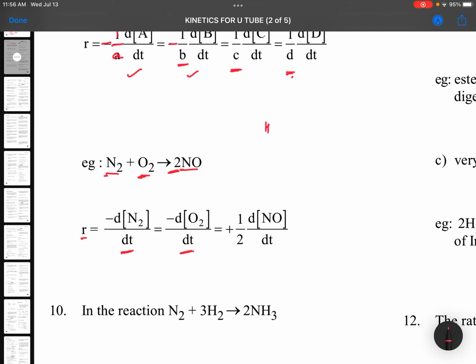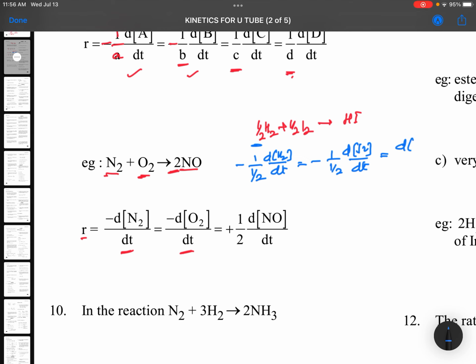For example, if the reaction is given as half H2 plus half I2 gives rise to HI, in this case we need to show minus 1 by (1 by 2) dH2 by dt, minus 1 by (1 by 2) dI2 by dt, is equal to dHI by dt. Got it? So whatever number of moles are there, that must be mentioned, like 1 by 2. Here 1 by 2 moles are there, so 1 by (1 by 2). 1 mole is there, so as it is we have written. The negative sign indicates decrease, the positive sign indicates increase.